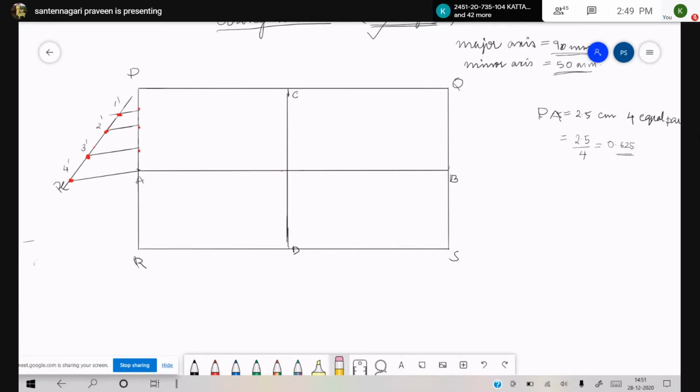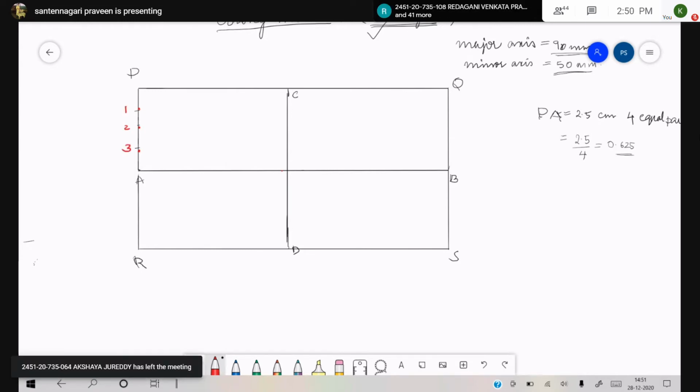Okay, is it clear? Yes, sir. So I will erase this to avoid confusion. So now my points... Sir, I am not able to arrange the set squares parallelly. How to arrange set squares parallelly to get parallel lines?